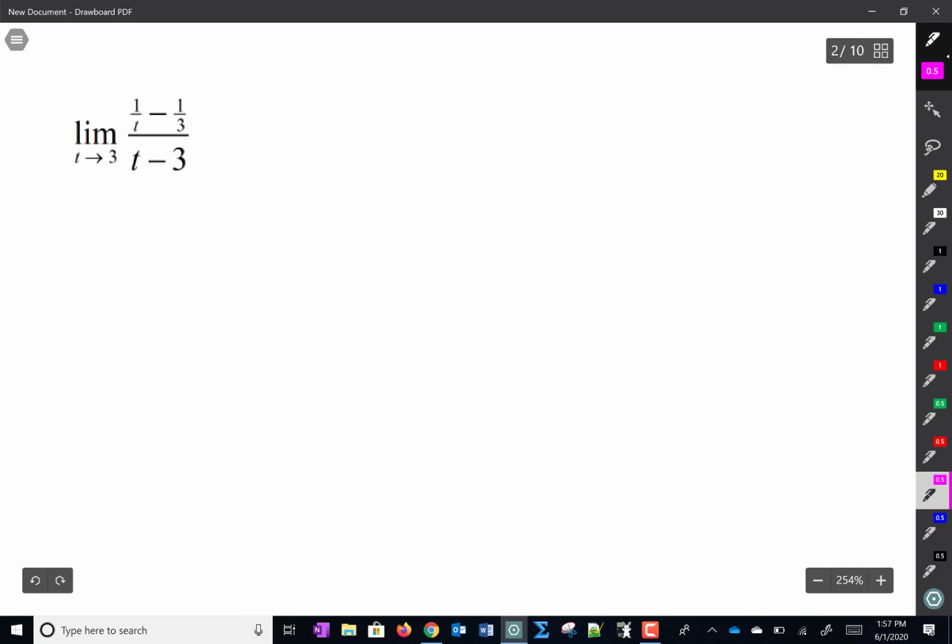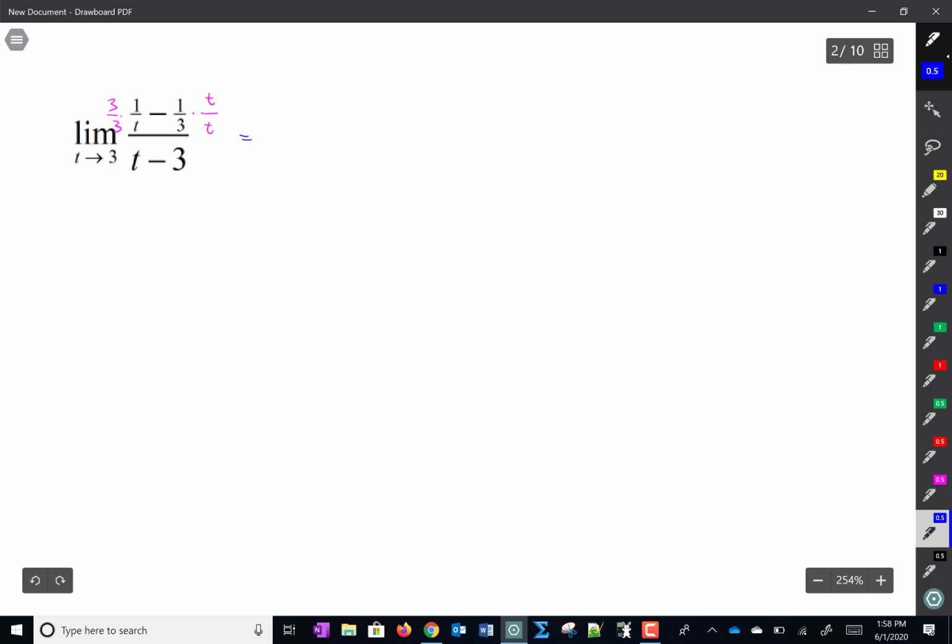Now, one thing I notice in the numerator of this is I have two fractions that are subtracted from one another. Some algebra that I could do is combine those into a single fraction, which would require a common denominator. The common denominator is just going to be 3 times t, so the second fraction I'll multiply by t over t to get that to happen. The first fraction I'll multiply by 3 over 3 to get that to happen.